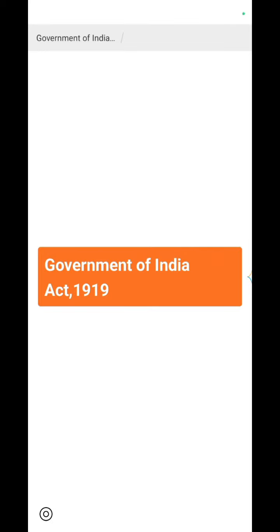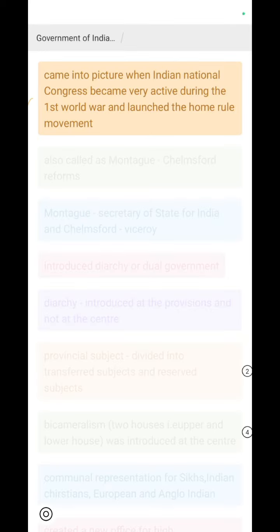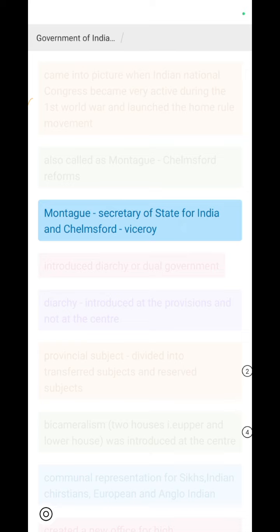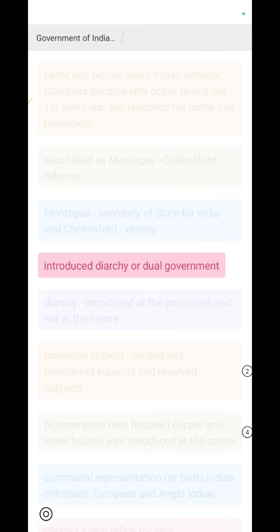The Government of India Act 1919 came into the picture when the Indian National Congress became very active during the First World War and launched the Home Rule movement. This act is also known as the Montagu-Chelmsford Reform. Montagu was the Secretary of State for India. Chelmsford was the Viceroy.